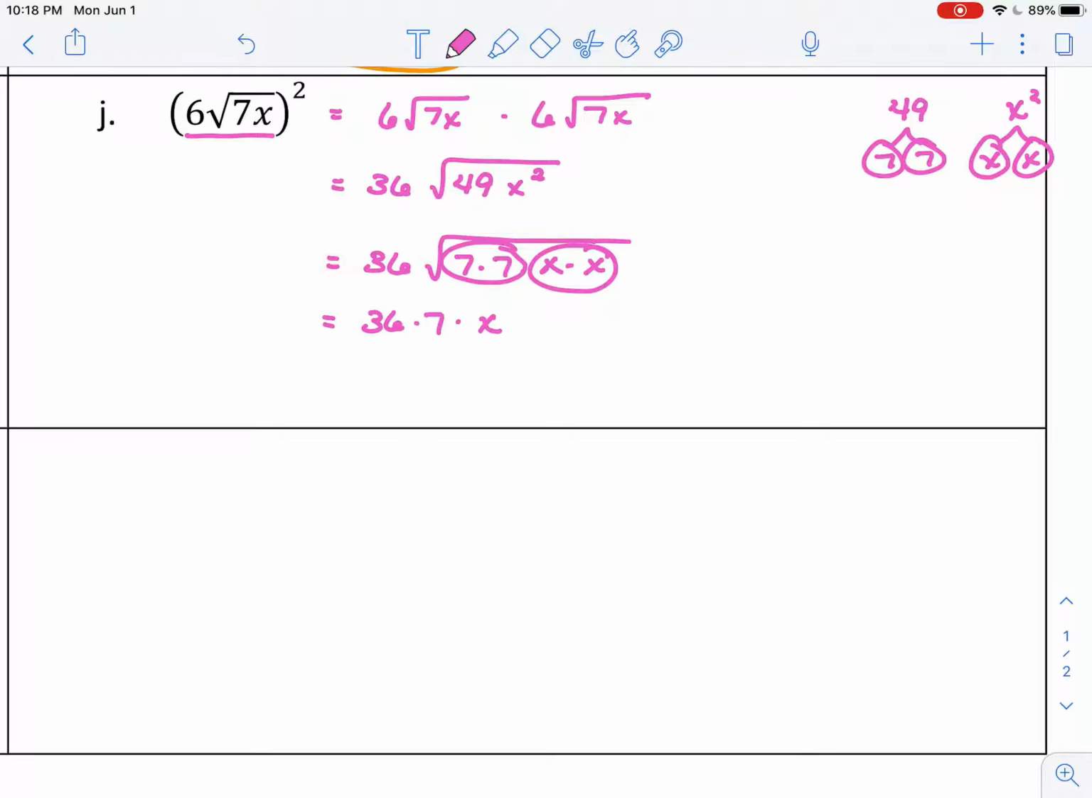When you've squared something with a radical, you should not have a radical anymore. So it's not a coincidence that I'm not going to be writing that. That happens every single time.